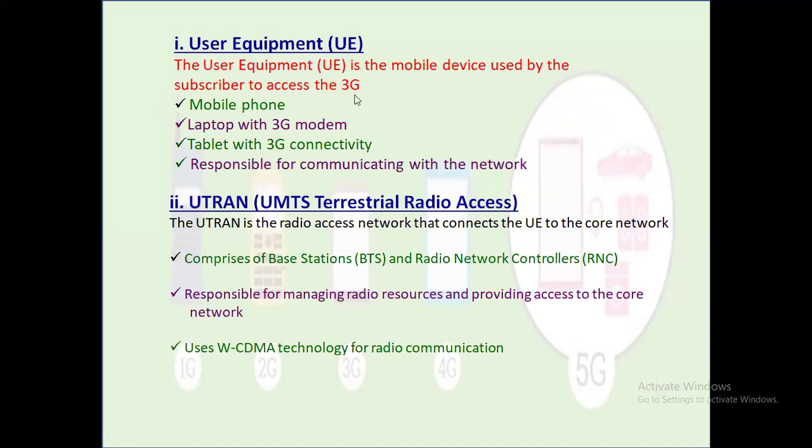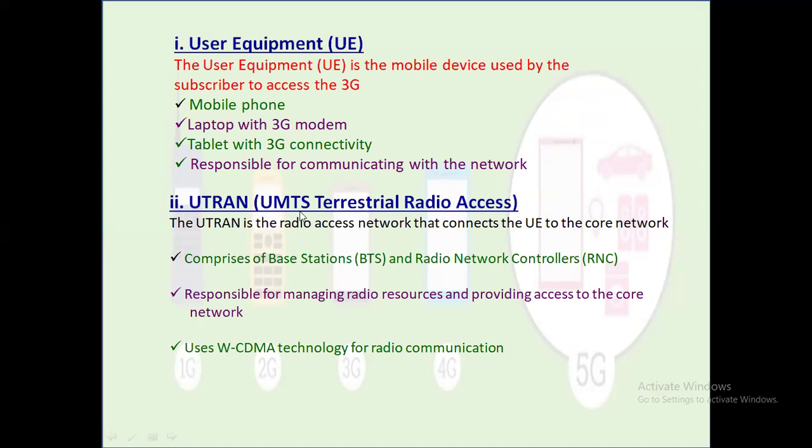These are all the main functions of UMTS. The first one is the user equipment. The user equipment is the mobile device used by the subscriber to access the 3G network, like mobile phones, laptops with a 3G modem, and tablets with 3G connectivity. It is responsible for communicating with the network.